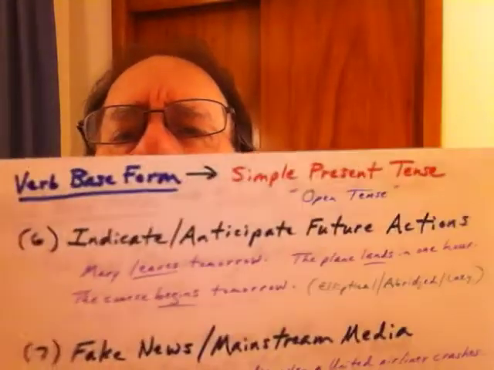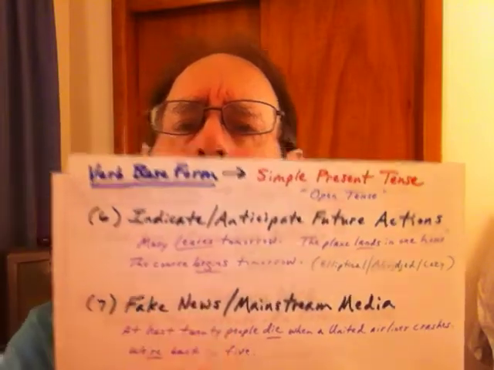Okay, this application number 6 would be it's used to indicate or anticipate future actions. Example sentences would be, Mary leaves tomorrow, or the plane lands in 1 hour, or the course begins tomorrow. In each of these examples, you're using the verb base form. But see, when you talk like that, when you say, well, Mary leaves tomorrow, that's kind of grammatically incorrect. You really should be saying, Mary will leave tomorrow.